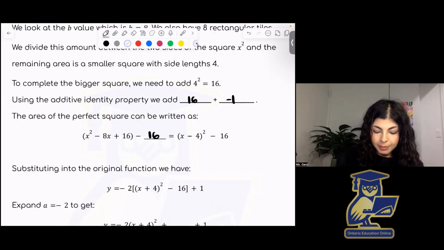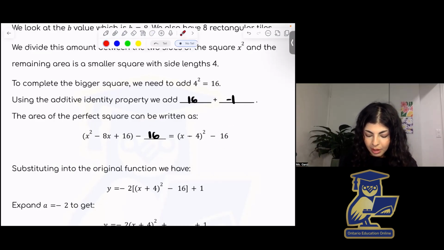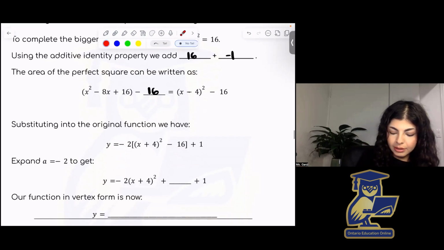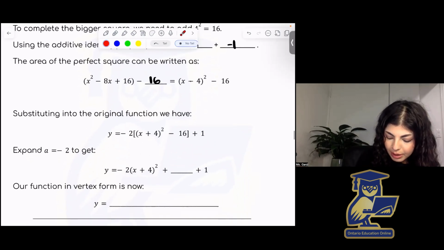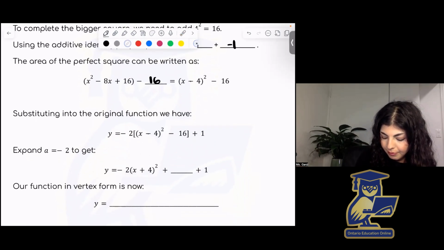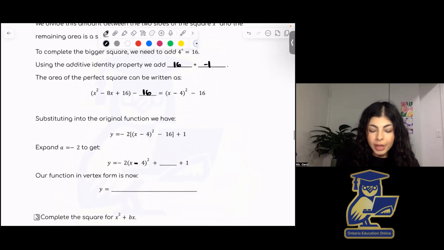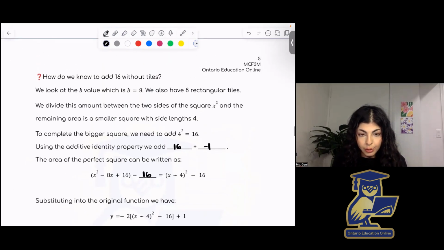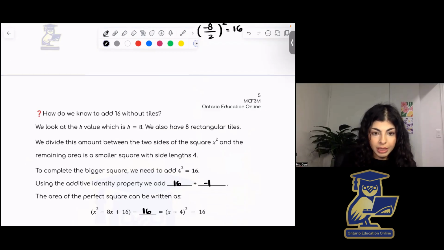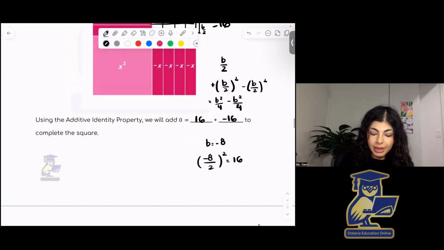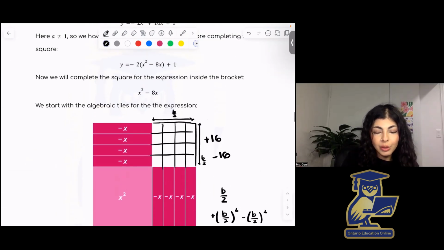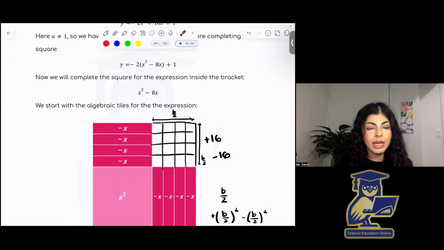Minus 16, because that's the value that we had still left. And I realize now all of these are plus. They should be negative. Okay, so now we are using that same value for our completed square, but remember, that value was from here. So we have to go back and substitute it into our original equation.